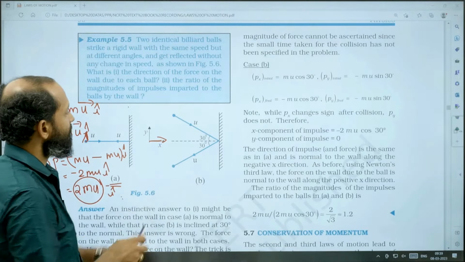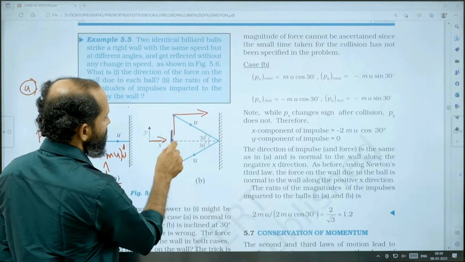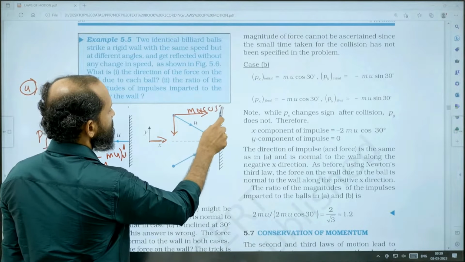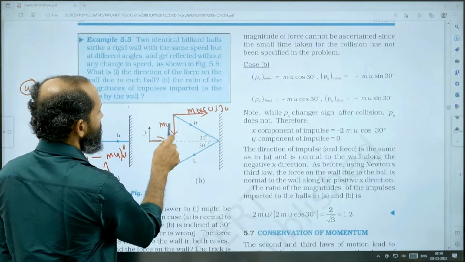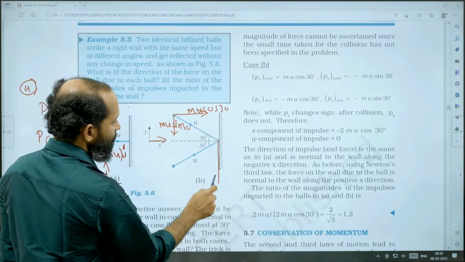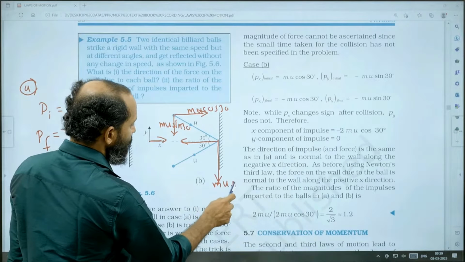Here, how do we find the change in momentum? Resolve the initial momentum into rectangular components. This one may be m u cos 30, and this one is m u sin 30. Finally, resolve the final momentum into rectangular components. This one is still m u sin 30.